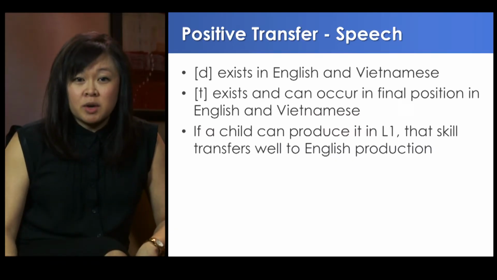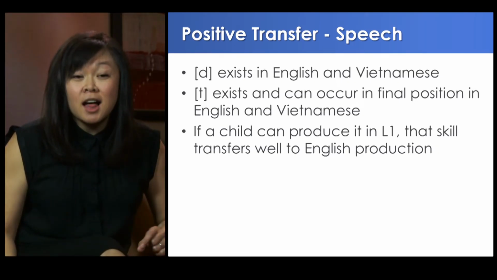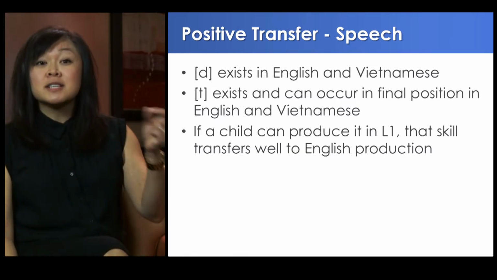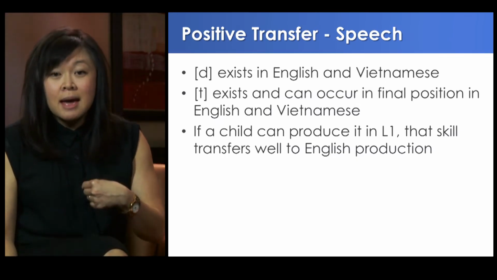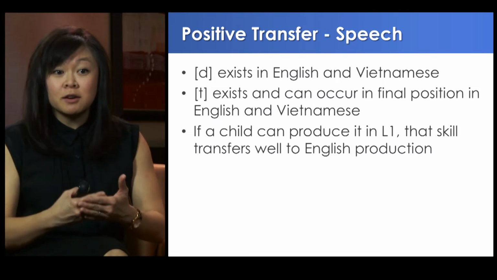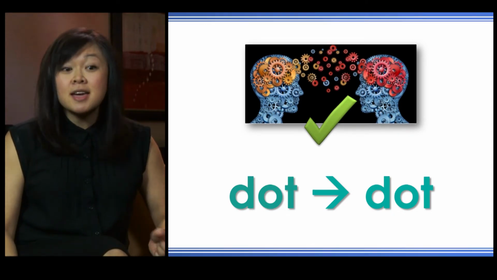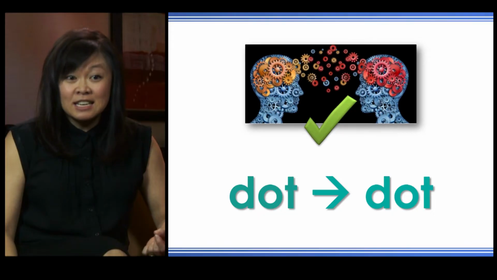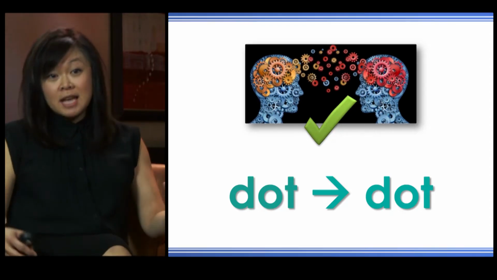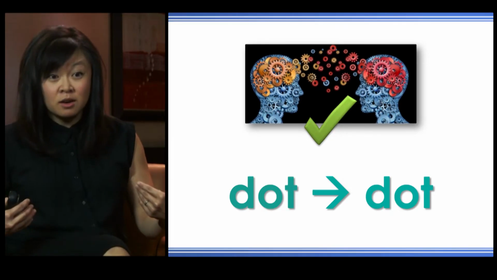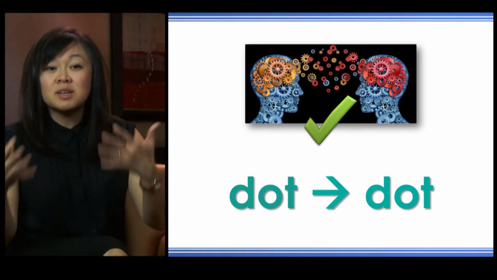So let's talk about positive transfer. Positive transfer is when there are the same aspects of the first language, we're going to call that L1, language 1, and those aspects are very similar to the second language, which for us is English here in the United States. We're going to call that L2. Positive transfer happens when those 2 languages are very similar. So for example, the D sound exists in English and in Vietnamese. T exists in final word position in English and in Vietnamese. So for example, if you were to say the word dot as a Vietnamese speaker, you're going to say it as dot in English because of a positive transfer between Vietnamese and English because it's the same.